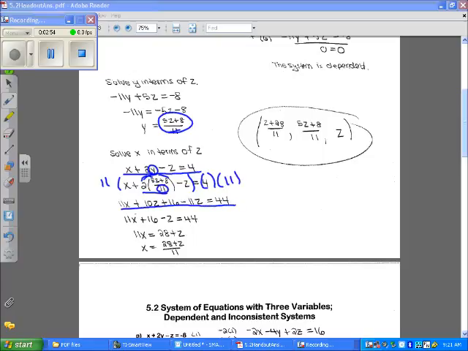Now I add my like terms. 10z minus 11z becomes negative z. Subtract 16, add z, and I get this. Divide by 11, and this becomes my value of x, which I put right there. Okay, so that concludes this example.